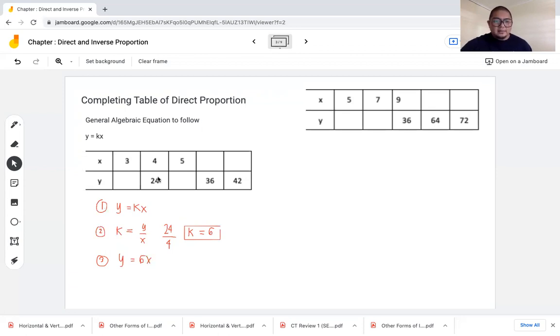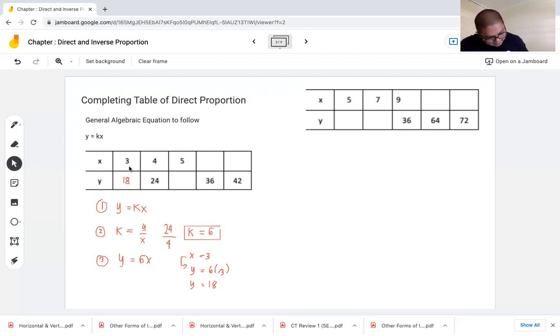All right. So now let's say, for example, you're going to solve for the first column, wherein the x is equivalent to 3. So if the x is equivalent to 3, then that would mean that you're just going to replace it in the equation. So this is going to give us y is equivalent to 18. So this is going to be 18.